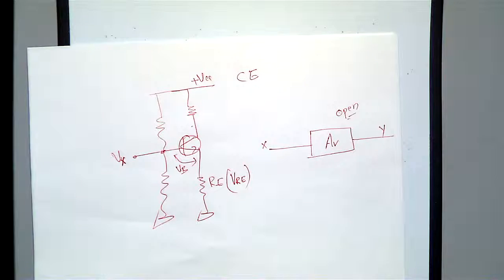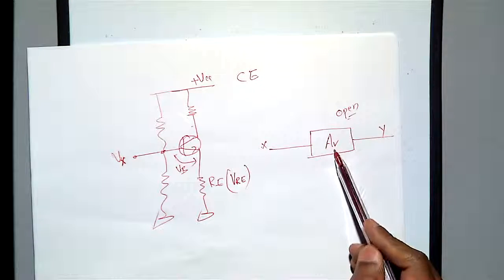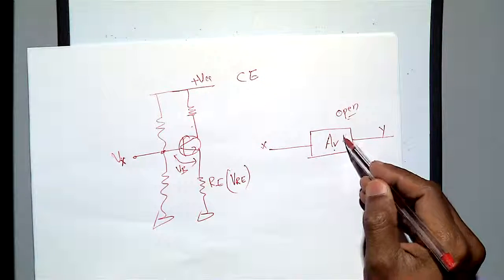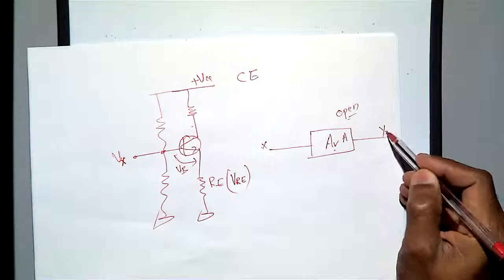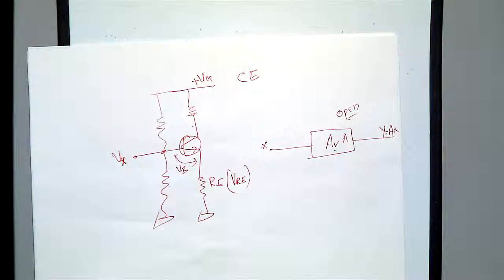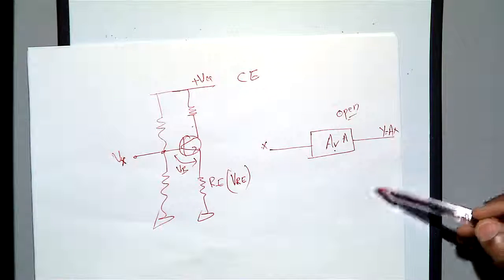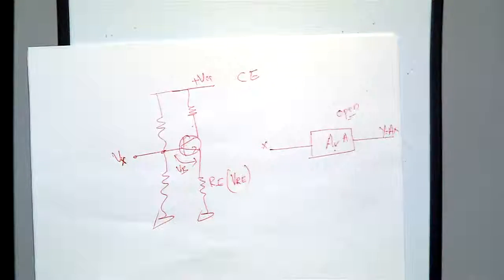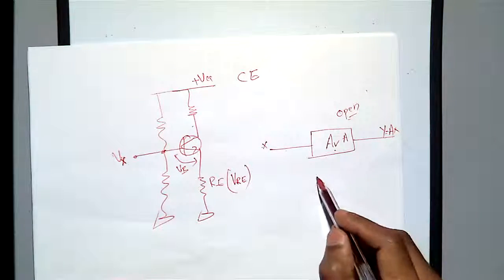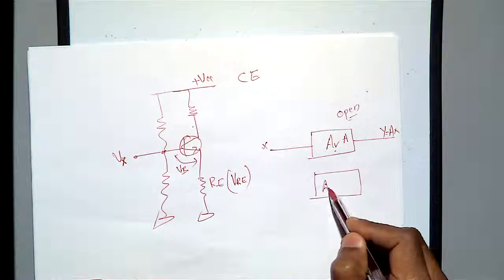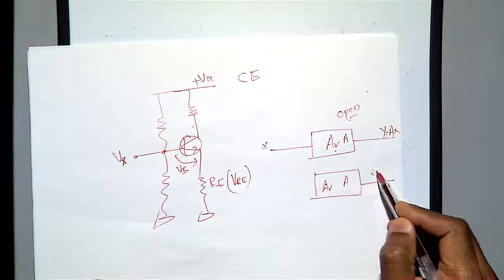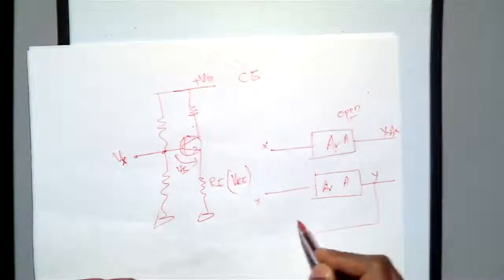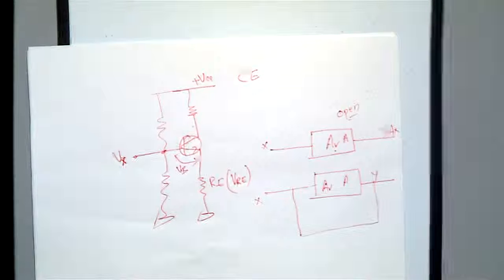Open mode means you have some X and then some amplification AV, with amplification factor A, so that you get Y equal to A times X. There is no feedback from Y to X. There is nothing. We call this operating in the open loop. But if I connect something back like this, so you have AV, gain A, and this is your Y and this is your X, then I say that you have a feedback loop.